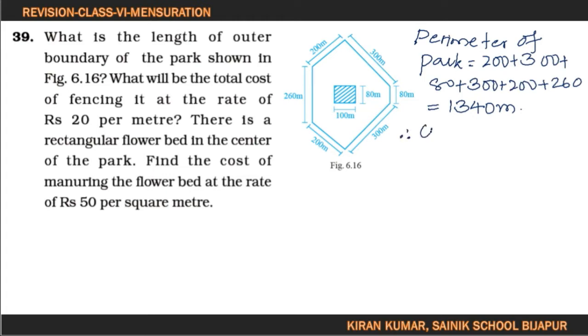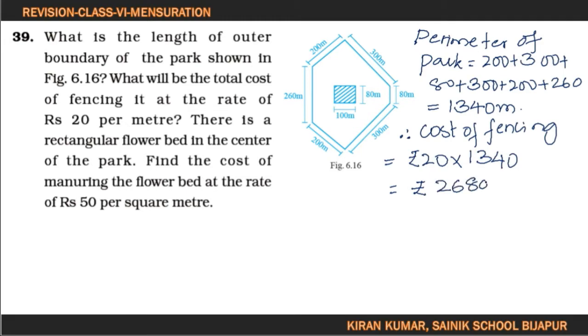Therefore, the cost of fencing will be equal to rupees 20 to be multiplied to the total length 1340. We get rupees 26,800.